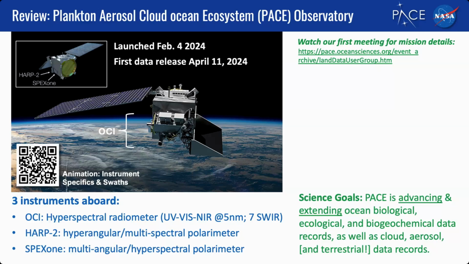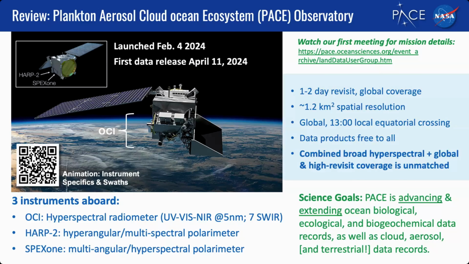There's a great animation at the QR code that shows the swath, the footprint of each instrument as they go over Earth, and gives you details on each instrument. As for PACE's coverage, PACE has 1 to 2 day revisit time, global coverage. It's a polar orbiting satellite with a 1300 local equatorial crossover time. And we have 1.2 kilometer spatial resolution at nadir. In practice, it's a little bit coarser than that.